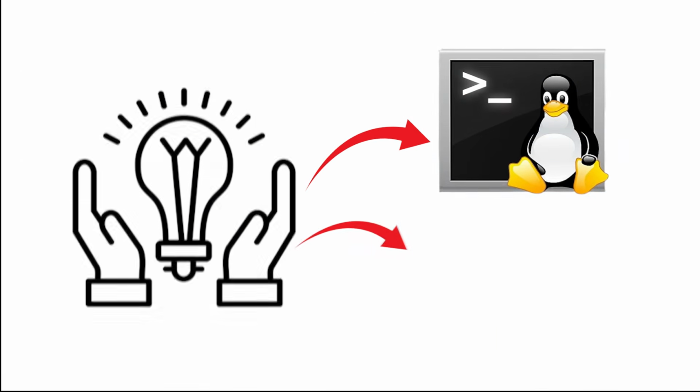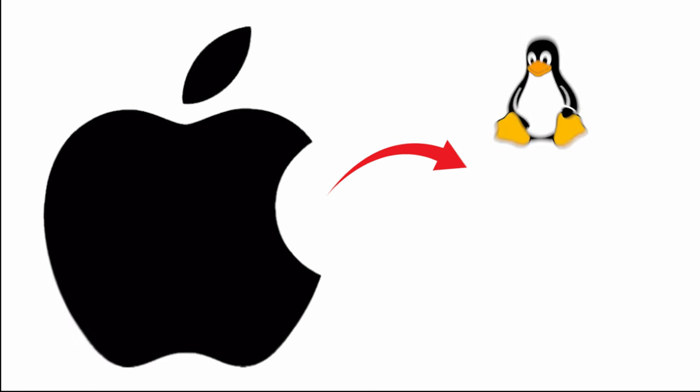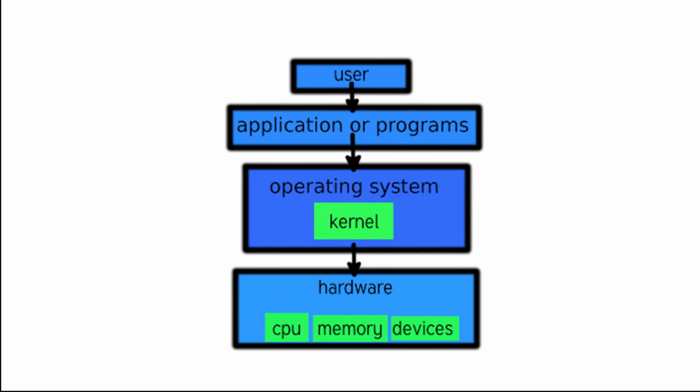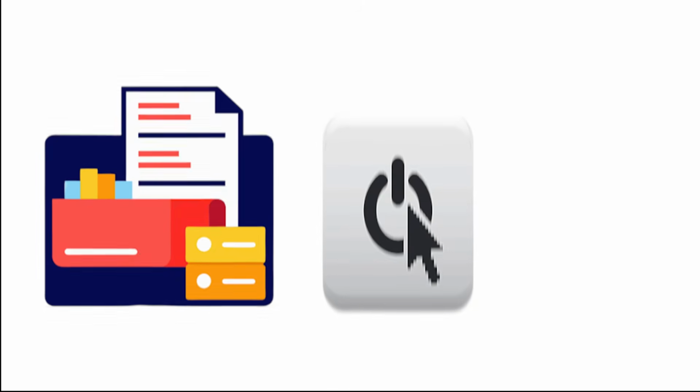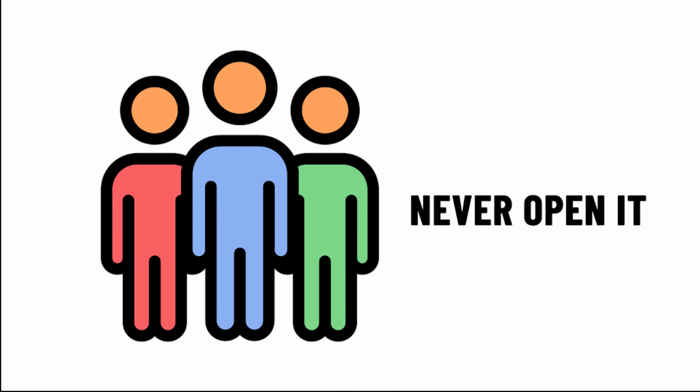Expert aside, there's also the command line shell, which is a text-based interface. On Windows, this is CMD or PowerShell. On macOS and Linux, it's typically Bash or Z shell. The command line shell lets you interact with the kernel and the file system using typed commands instead of clicking. Every operating system has one. Most users never open it.